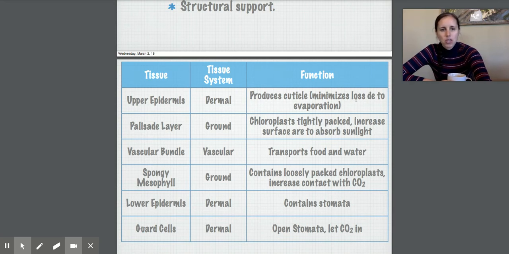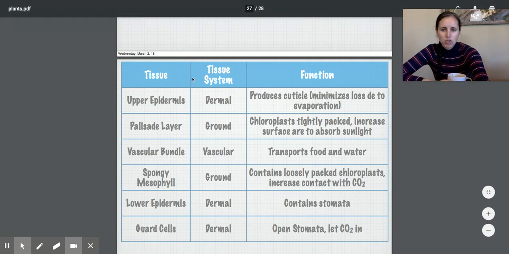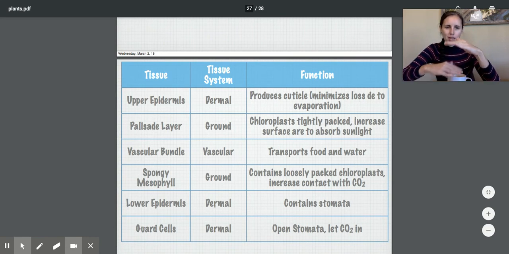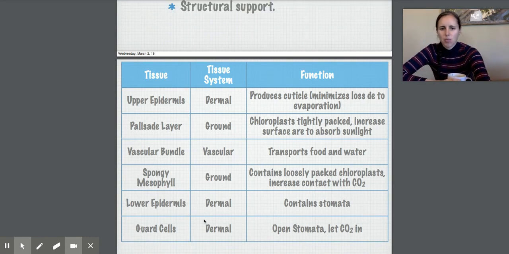It protects the cuticle, the top of the plant. It minimizes evaporation. We also have something called a lower dermis. That's from the dermal tissue as well. That contains that stoma that I talked about. And we also have those guard cells that open up the stoma and let in CO2. So again, we have 3 different types of dermal tissues, 1 on the top, 2 on the bottom, that act to line the leaf and protect it in different ways.